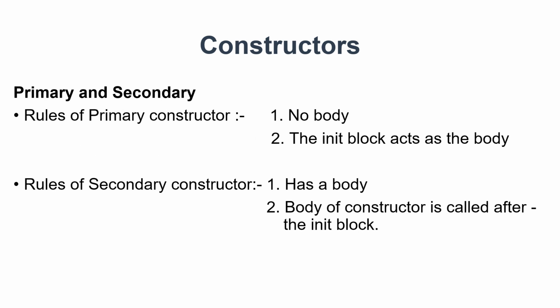So this is a summary of primary and secondary constructors and their rules. In the primary constructor, there's no body, and the init block acts as the body. Secondary constructors have a body, and the body of the constructor is called after the init block.